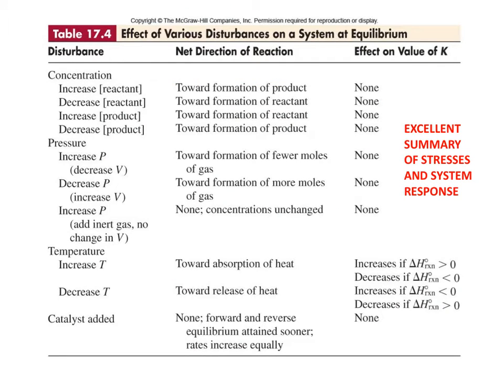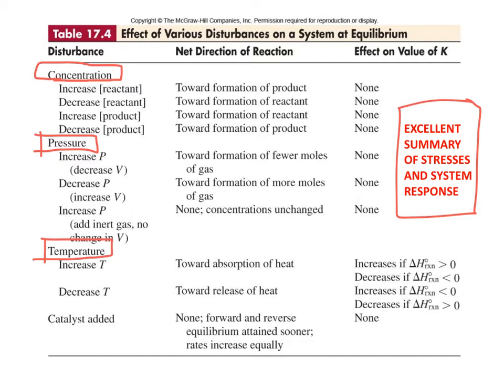Now this chart is an excellent chart. It basically summarizes all the different kinds of stresses that could be put on a system in equilibrium. Again, we'll just take a look. We know that concentration is going to be a big factor, and we're going to practice a lot of these shortly. Pressure is essentially concentration for gases. We just saw that temperature plays an important role.